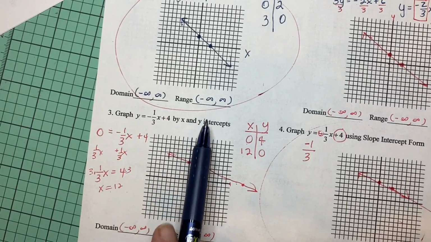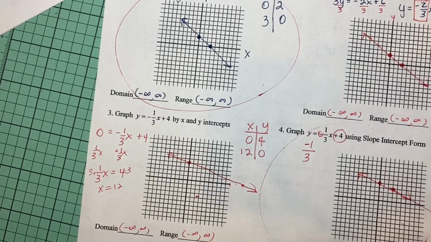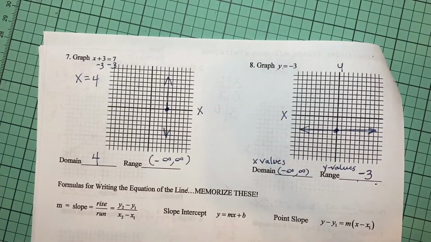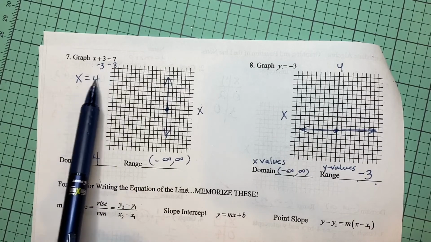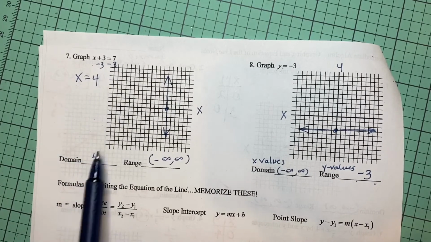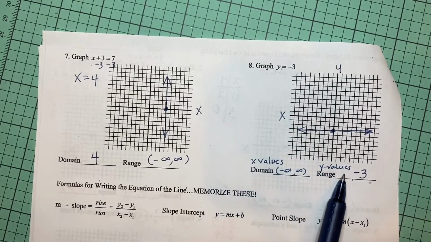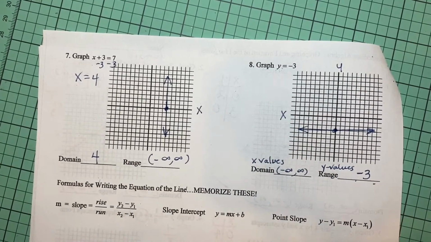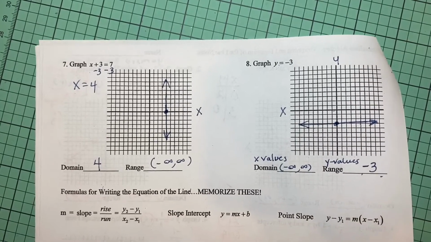Your domain is always negative infinity to infinity, and your range is negative infinity to infinity. But with these two special lines, when you have a vertical line or a horizontal line, your domain or range is going to change. Because this is just x equals, then the domain is 4. And because this is y equals, the range is -3. And then the other one is the negative infinity to infinity.